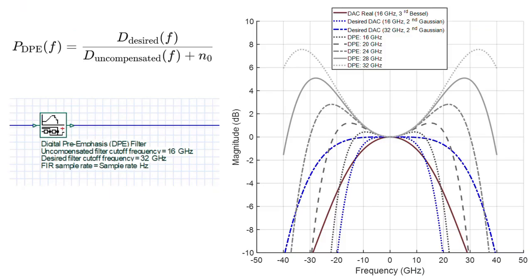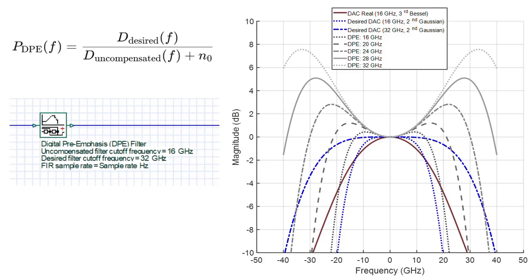Greetings. The purpose of this short video is to highlight a newly introduced component in the digital signal processing library. In particular, we'll be talking about the digital pre-emphasis filter, DPE filter for short. This is a digital filter, or it could also be an analog filter, that performs pre-emphasis. It takes in an electrical signal and has an output electrical signal.